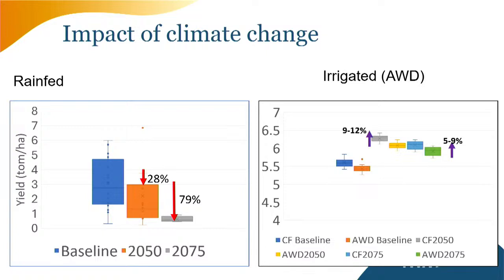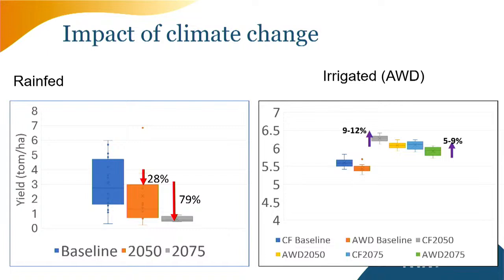Yeah, so to look at the impact of climate change, we used different scenarios of the climate models. When you look at the left side of the data, it is under the rain-fed system. As you see, there is some reduction of yield over the years, in the near future and the far future. There is a reduction of rice yield by 28% and continuously by 79%.